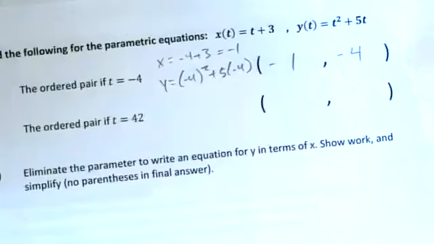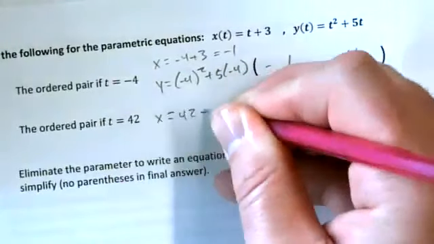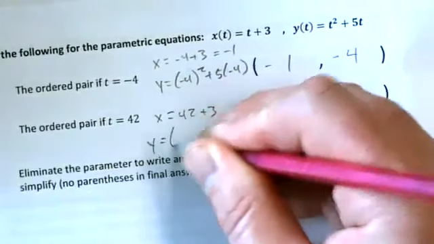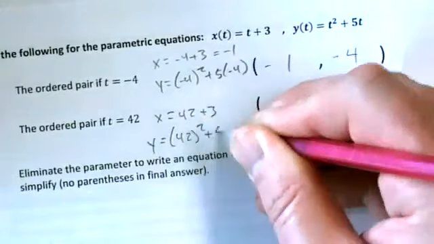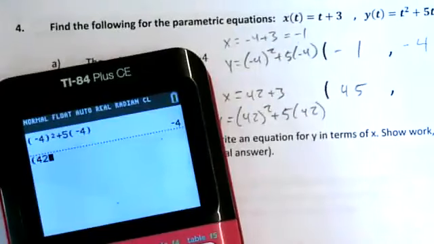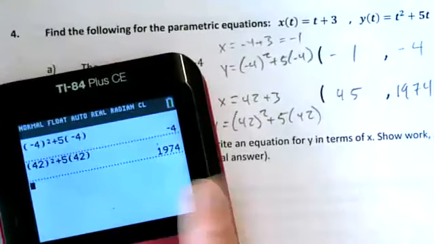Let's go ahead and do t equals 42. So my x would be 42 plus 3, that's 45. My y is 42 squared plus 5 times 42. Definitely using the calculator this time. 1974.